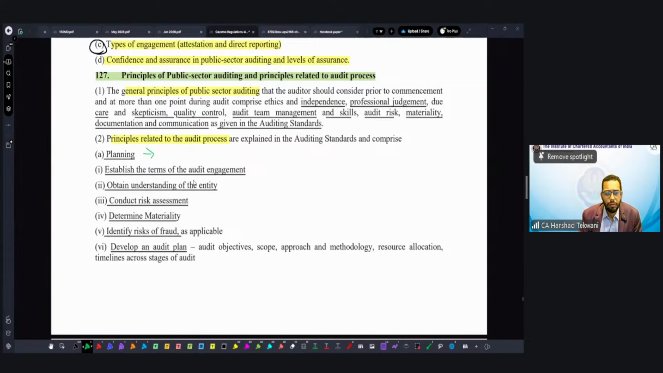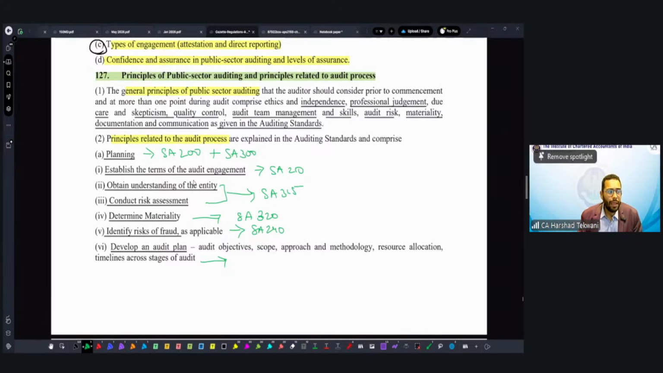Generally we are talking about SA 200, plus SA 300 is also talking about planning. Yes, very good. Then establishing the terms of audit engagement: SA 210, agreeing the terms of audit engagement. Obtaining the understanding of the entity and conducting risk assessment is one standard, SA 315. Determining the materiality: SA 320. Very good. Identifying the risk of fraud: SA 240. Yes.